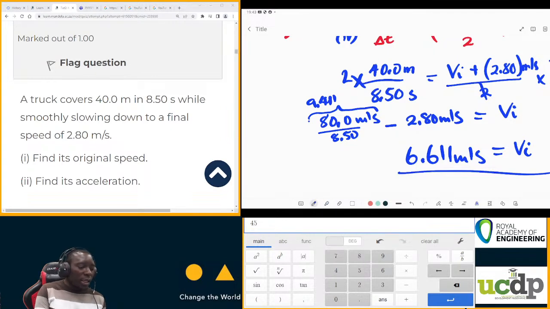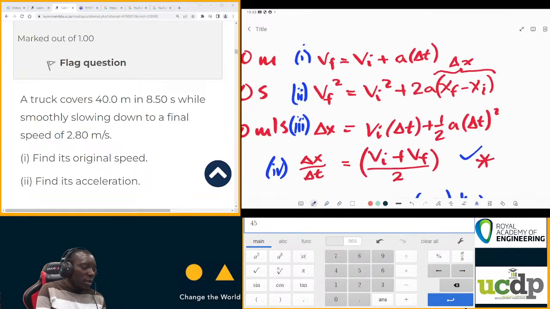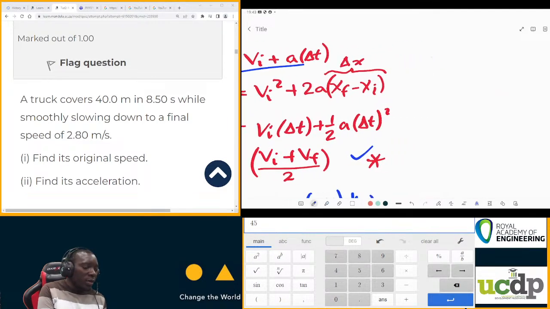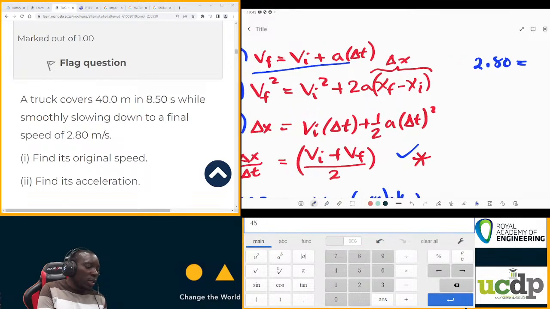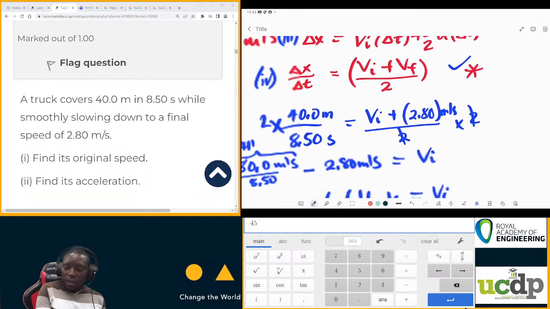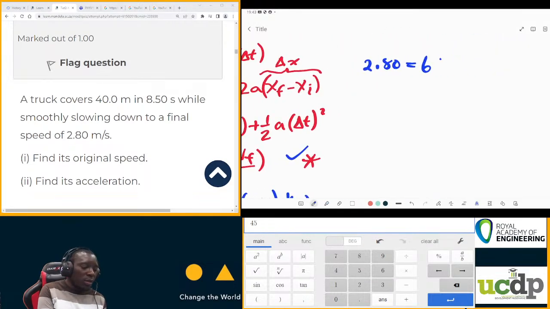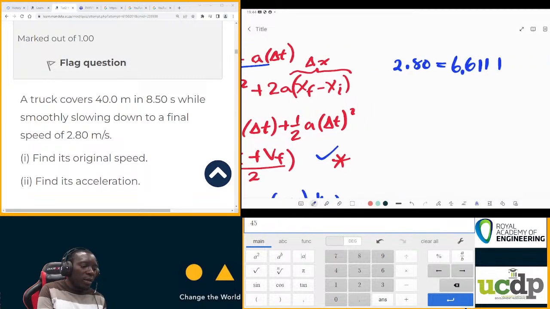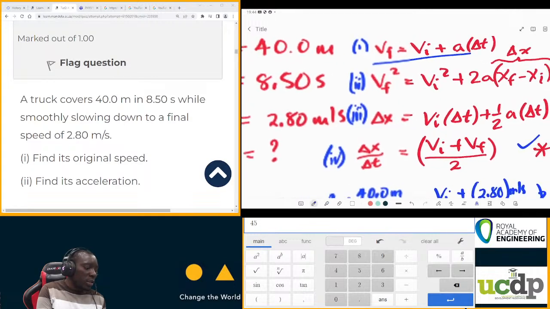And now for its acceleration, we go back to equation 1. We have the final speed of 2.80 equal to the initial speed, which I got as 6.611, plus a times delta t, where delta t is 8.5 seconds.